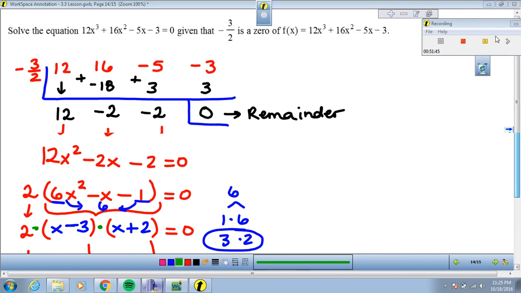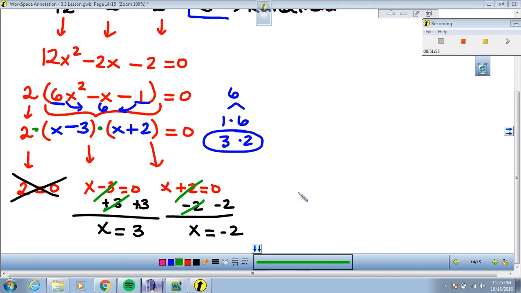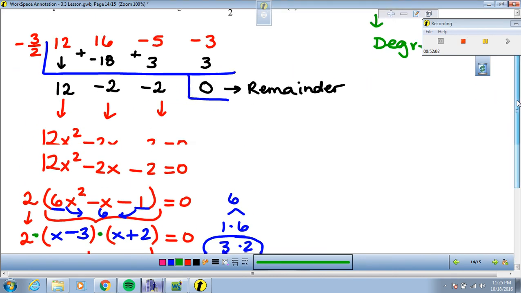This polynomial was again degree 3. Remember, that's an indication of how many solutions the polynomial should have. So you should have a total of 3 solutions, which you do: 3, negative 2, and the one that you were given since the very beginning, negative 3 halves.